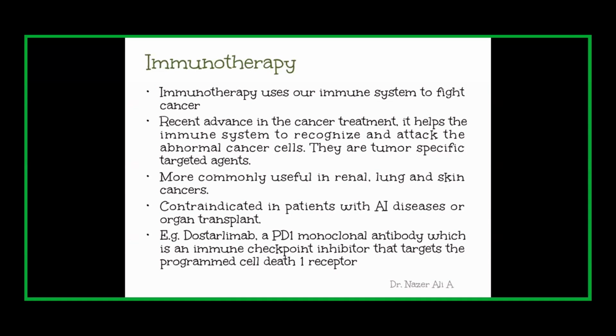Immunotherapy uses our immune system to fight cancer. You all know that normally, if anything is abnormal in our body, the immune system will activate and start acting against it. But cancer cells, by various mechanisms, escape from the immune cells. So what immunotherapy does is help the immune cell identify the abnormal cancer cell by using some monoclonal antibodies. That is what happens in immunotherapy.